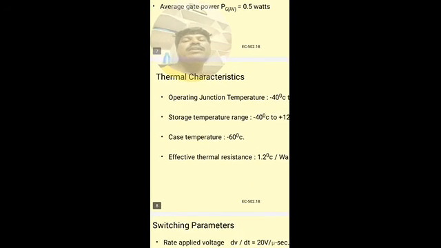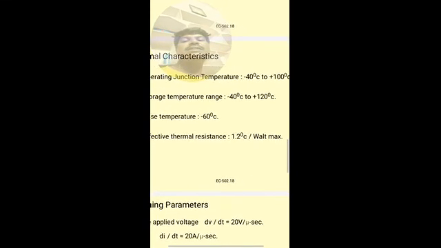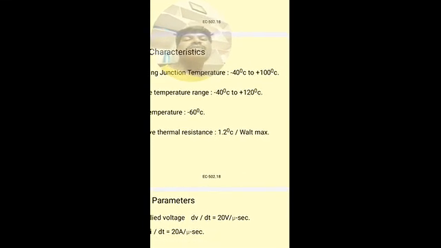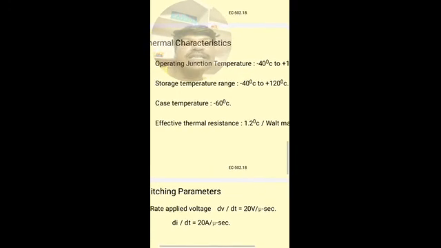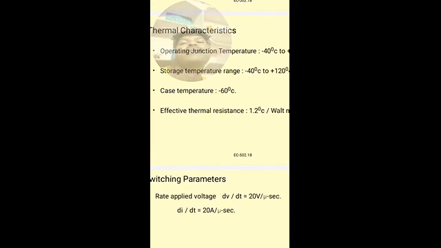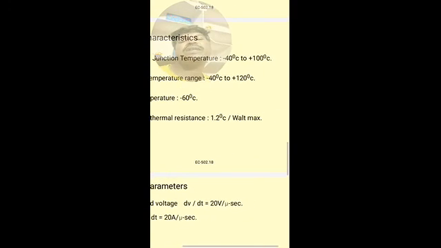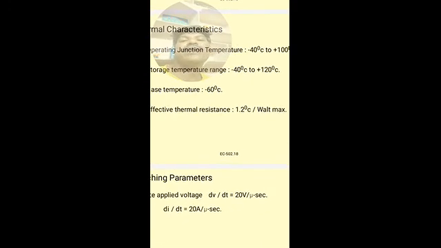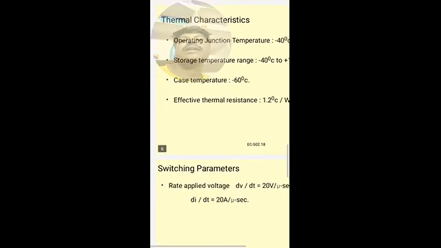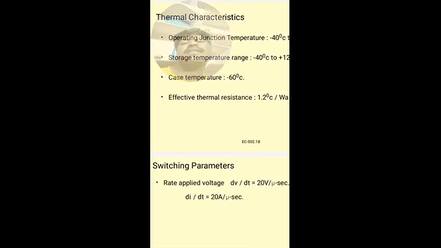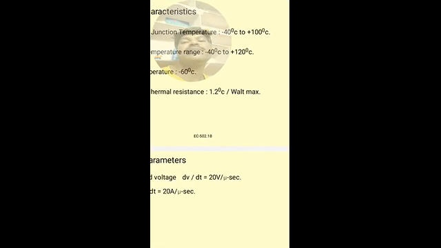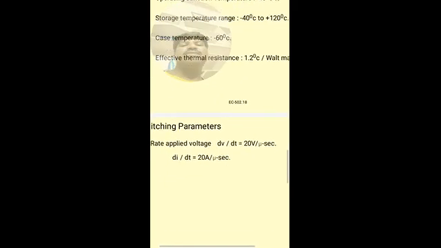Coming to the thermal temperature characteristics, operating junction temperature varies from -40 degrees centigrade and it can vary up to 100 degrees centigrade, plus storage temperature range -40 to 120 degrees centigrade we can store, and case temperature is -60 degrees centigrade. Effective thermal resistance is 1.2 degrees centigrade per watt.